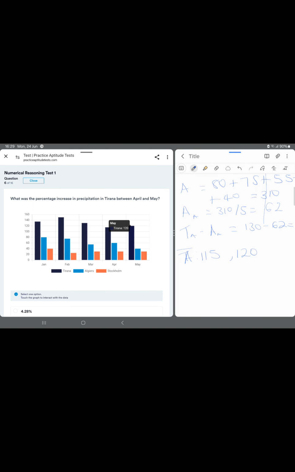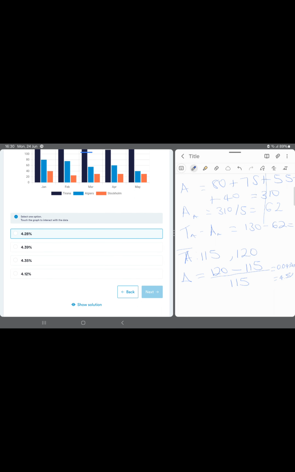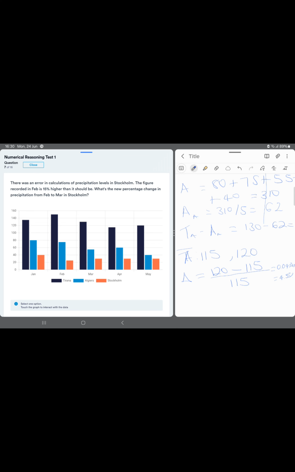And so to get the percentage increase, I'll just use this to represent the increase. So we have the new number, which is 120, the May number, minus the April number, then divide by the April number, which will give us 5 divided by 115, which gives us 0.0435, which is similar to 4.35%, which is the third option.